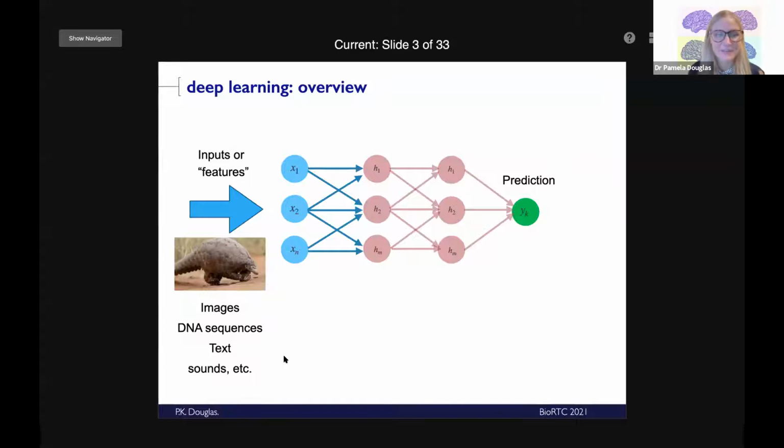So I found this fun animal picture, for example, from Nigeria. I have no idea what that is, so someone can maybe tell me later.